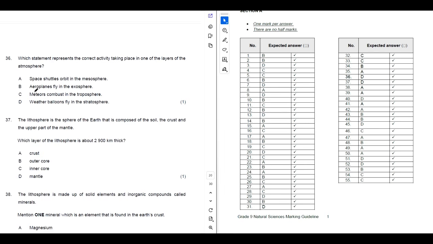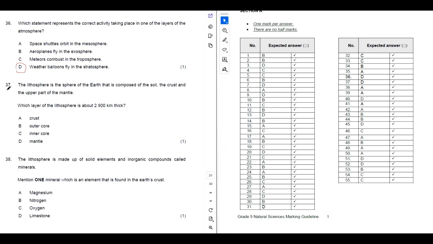Which statement represents the correct activity taking place in one of the layers of the atmosphere. So that's very easy. So those are weather balloons that fly in the stratosphere. So our correct answer will be D.